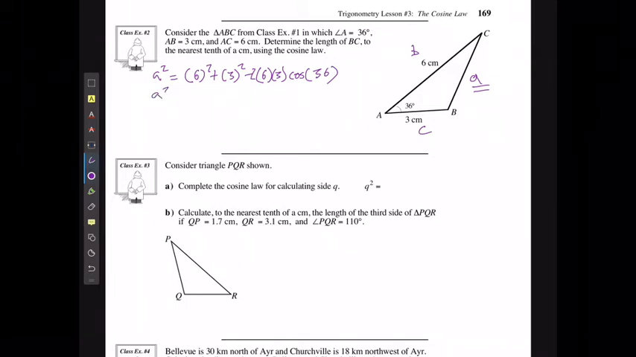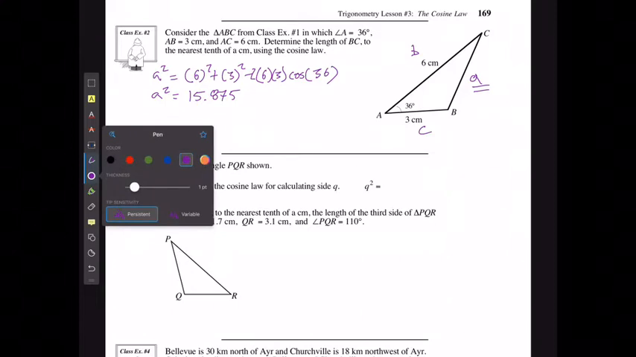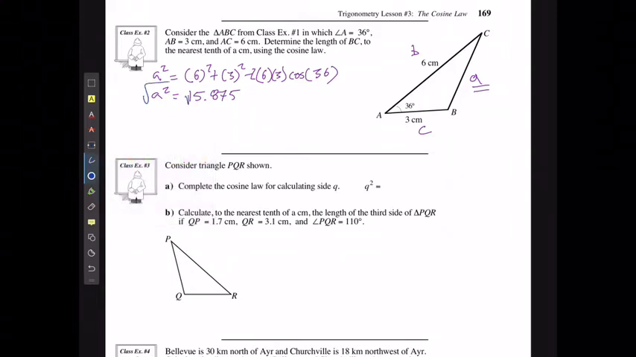When I put all that in my calculator, A squared is going to be equal to 15.875. And when I take the square root of both sides to solve for what A is, it's going to round to 4.0 centimeters.